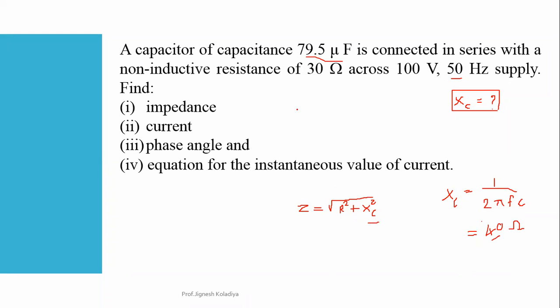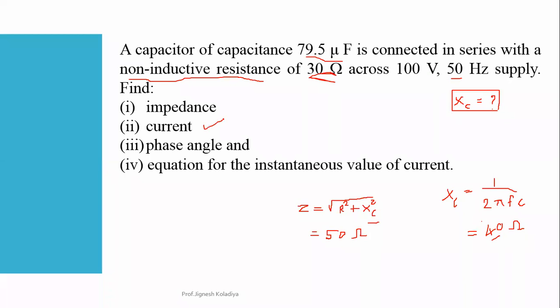Also, resistance is given because here it is mentioned that it is non-inductive resistance, which means pure resistance. So it is 30 ohm. Put down the values: square root of 30 whole square plus 40 whole square. The answer is 50. Okay.